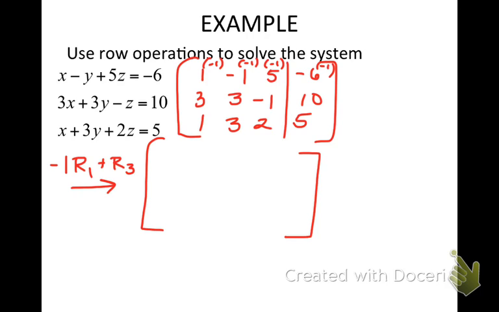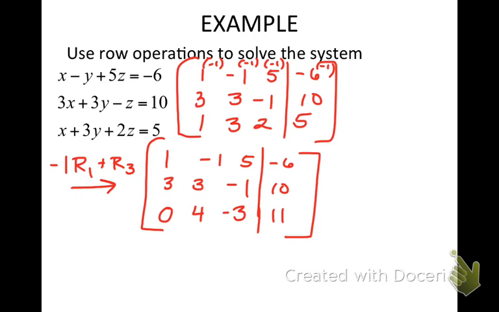All right, so row 1's not changing. 1, -1, 5, -6. Row 2's not changing. 3, 3, -1, 10. Row 3 is changing. So I'm taking 1 and -1, multiplying, adding. That would get me to 0. -1 times -1 is +1, plus 3 is 4. 5 times -1 is -5, plus 2 is -3. -6 times -1 is 6, plus 5 is 11.